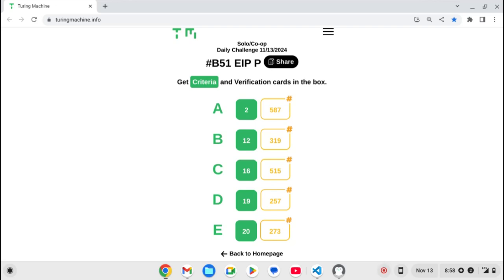Let's begin. Today's November 13th, 2024, and we're solving the Daily Turing Machine Puzzle. Today's puzzle uses the following 5 criteria cards: criteria card 2, 12, 16, 19, and 20. And the puzzle uses the orange verification cards. The code above is your way to get more information on today's puzzle by searching the code on turingmachine.info. Let's go solve.